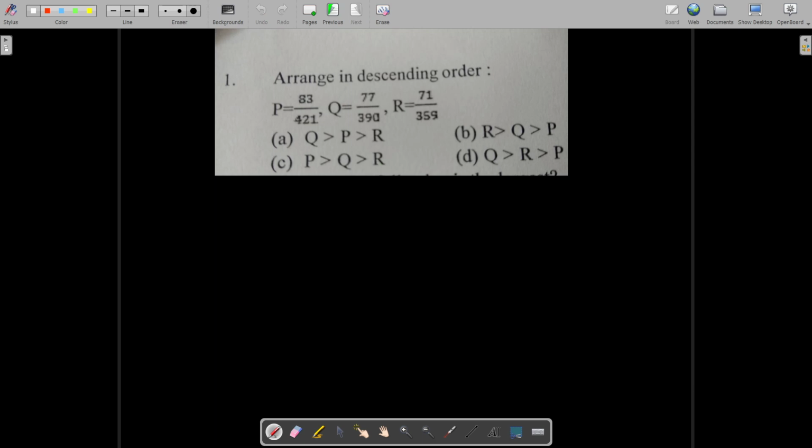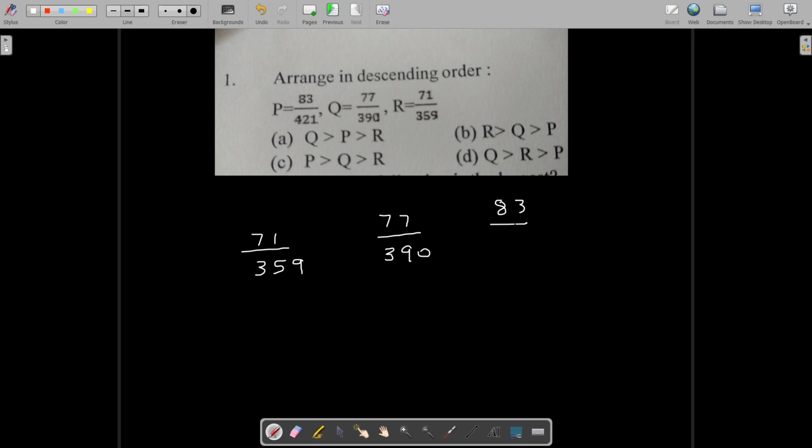Now arrange in descending order. P is equal to 83 by 421. Q is equal to 77 by 390. R is equal to 71 by 359. Pause the video and try to find a pattern here. Now the pattern is 71 by 359, 77 by 390, 83 by 421.